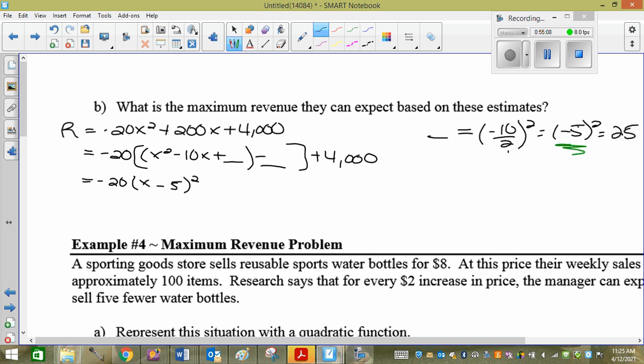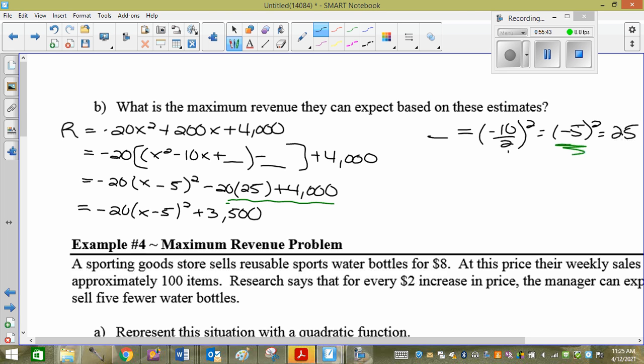So we have the case scenario where we have a negative 20 times whatever was in that gap there, which is 25, plus 4,000. And then what does this part simplify to on the end? Christian, what does that simplify to? 3,500. So x minus 5 squared plus 3,500, you said? Yeah.